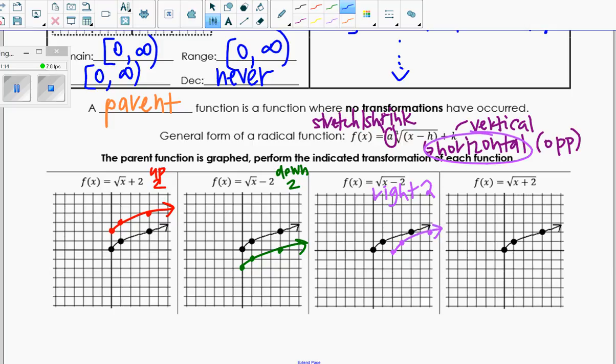And then obviously vice versa, on this one it says plus 2, so I'm going to do the opposite, and I'm going to go left 2. So I'm here, I'm here, I'm here, and that's your graph. Okay. All right, flip it over to the back.